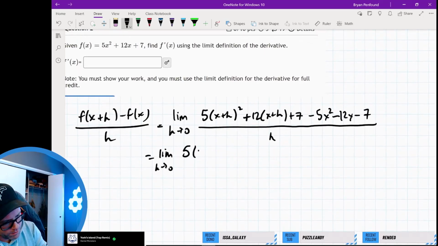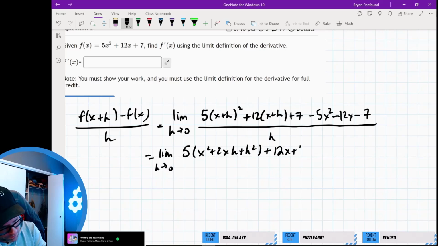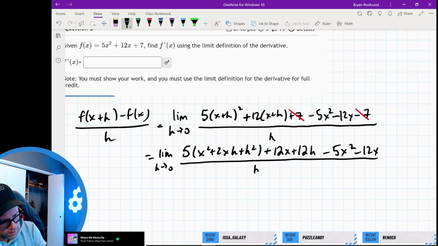So we need 5 times x squared plus 2xh plus h squared. Let's distribute 12 through. The 7s I can see are going to cancel right away, so let's get rid of those. So we have minus 5x squared minus 12x, all over h.